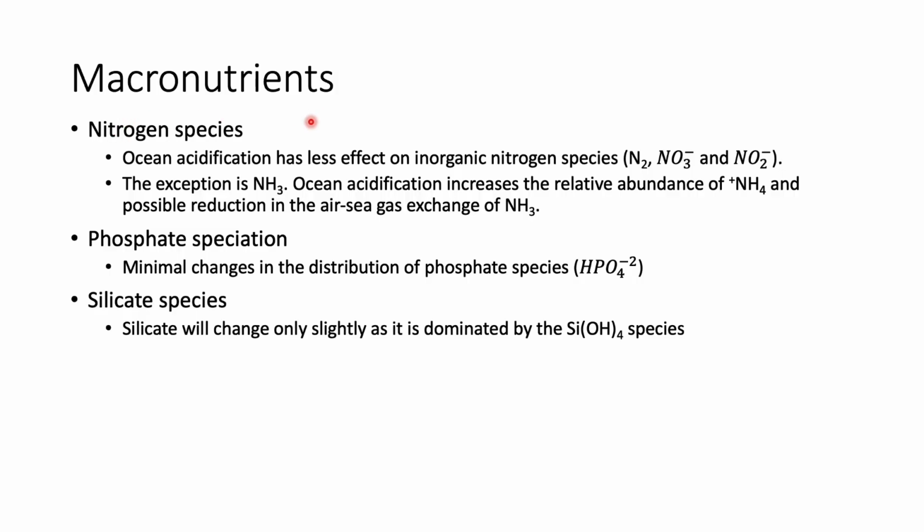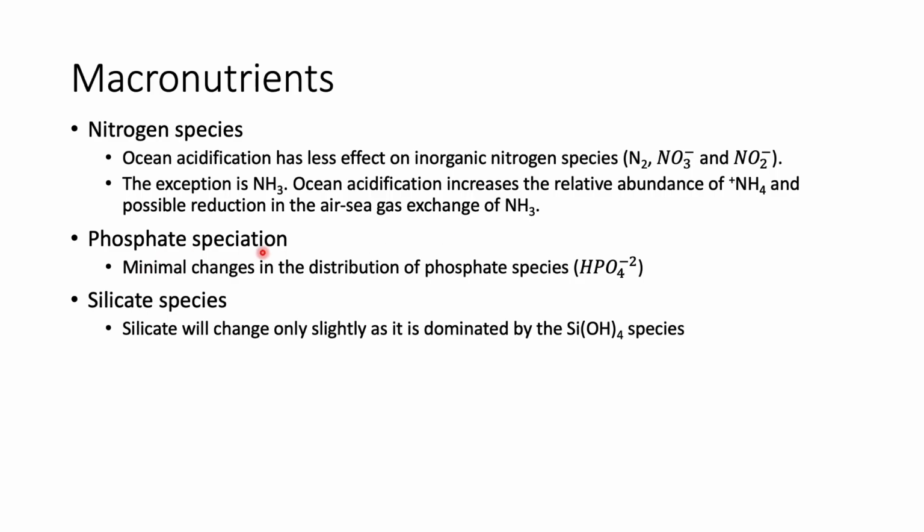So first, the macronutrients, nitrogen species. Ocean acidification has less effect on inorganic nitrogen species like N2 gas, nitrate ion, or nitrite anions. The exception is ammonia. Ocean acidification increases the relative abundance of ammonium ion because ocean acidification leads to release of H plus ions. Those H plus ions are captured by ammonia, which gets converted to ammonium ion, and there is a possible reduction in the air-sea gas exchange of ammonia. So these are the two changes that are happening.